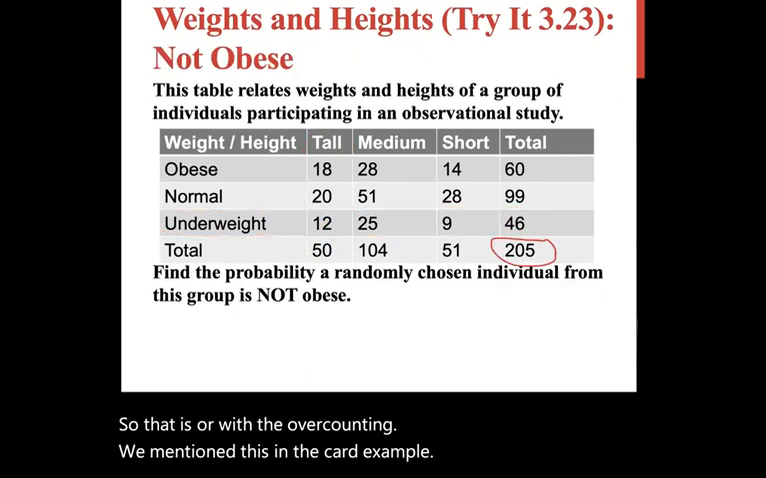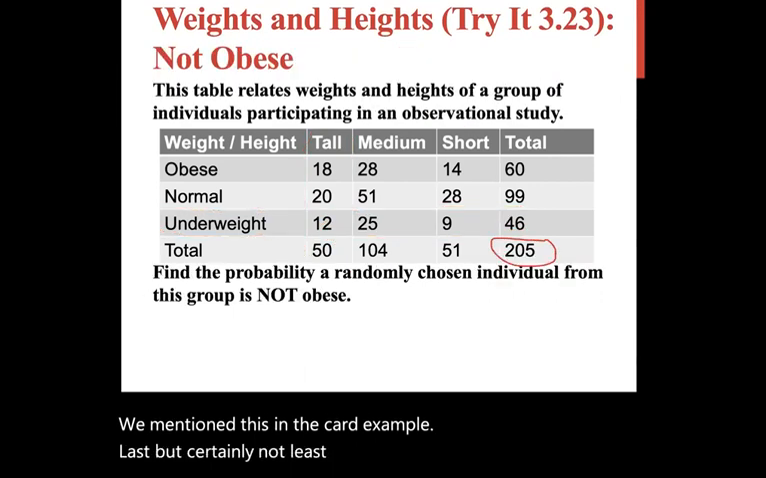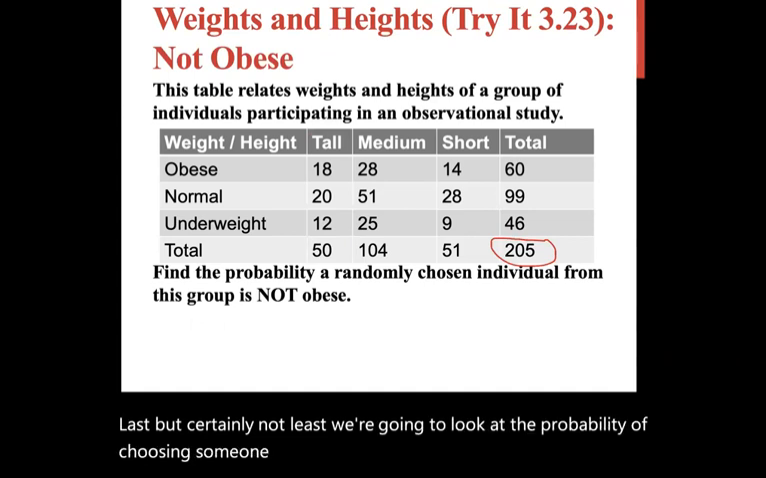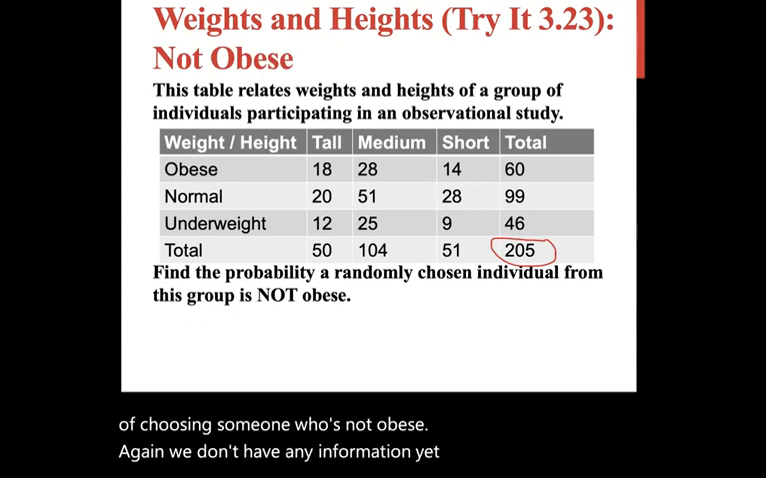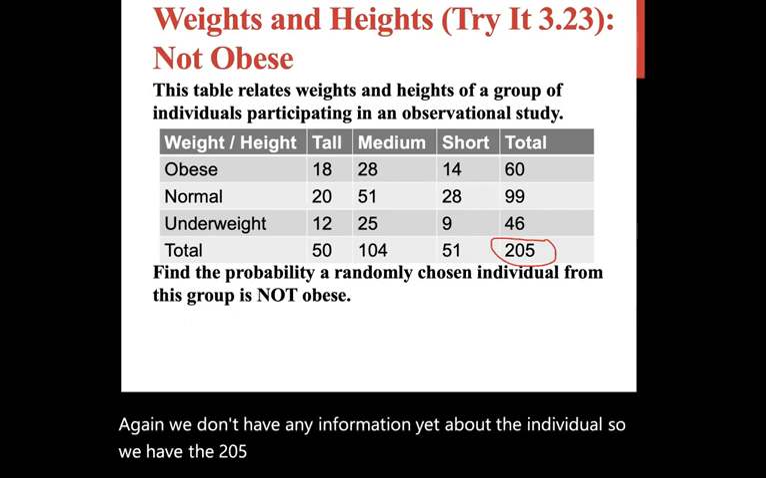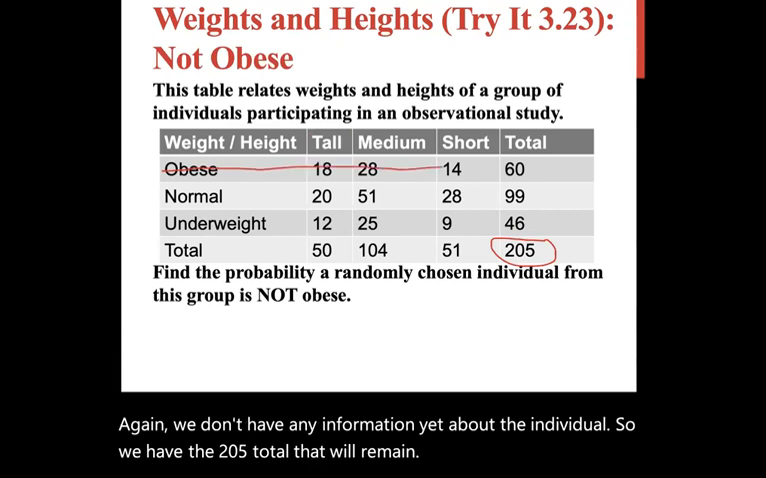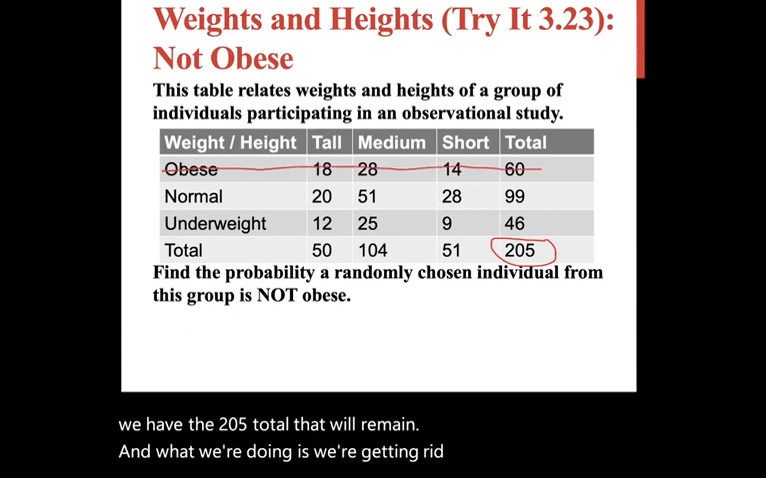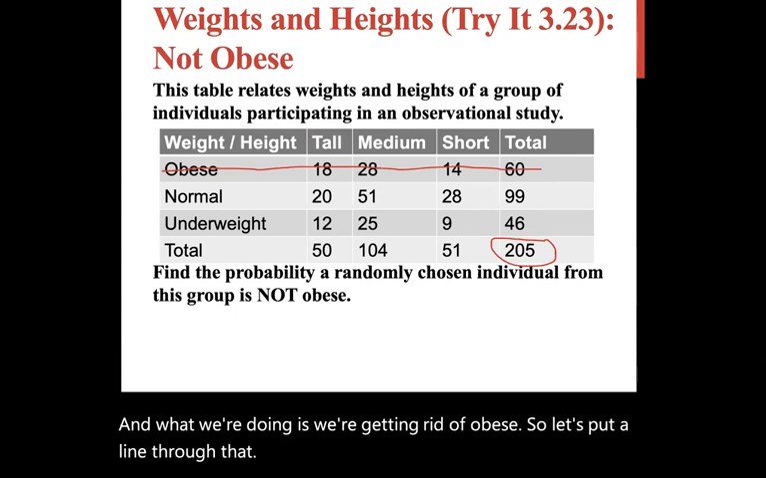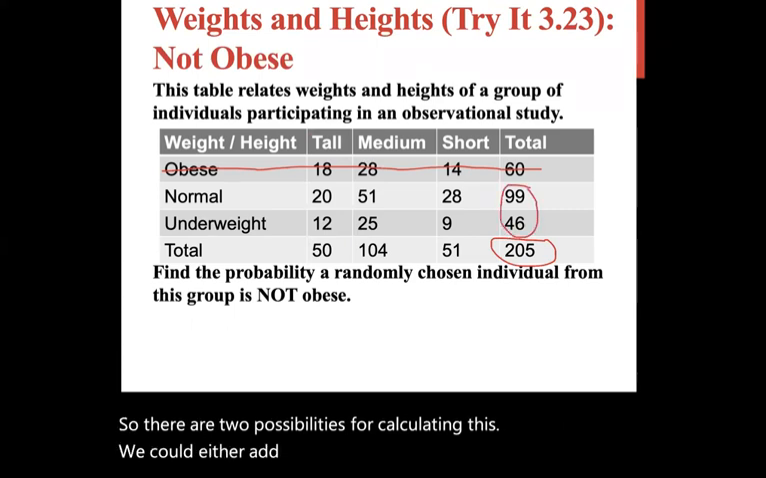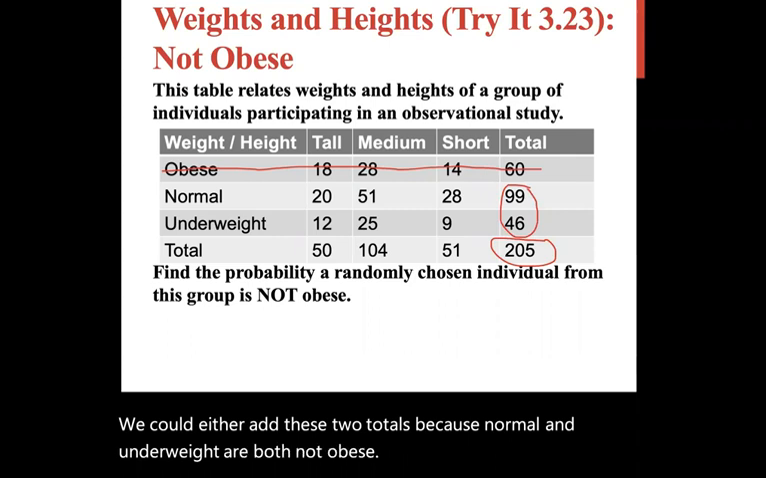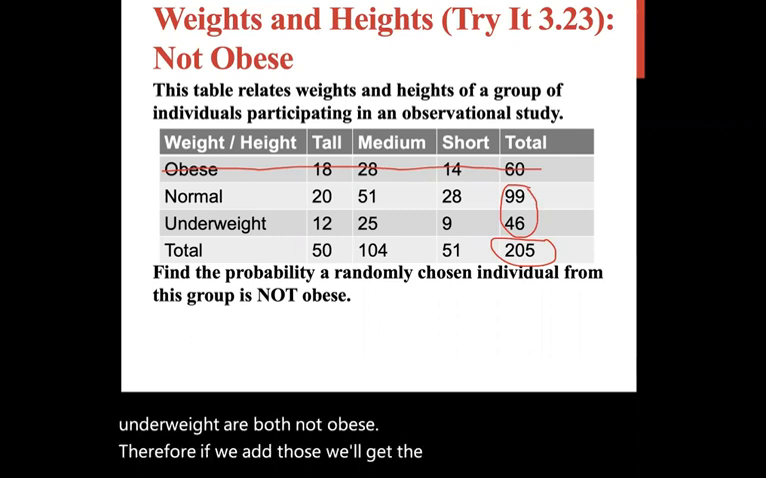Last but certainly not least, we're going to look at the probability of choosing someone who's not obese. Again, we don't have any information yet about the individual, so we have the 205 total that will remain. And what we're doing is we're getting rid of obese. So let's put a line through that. So there are 2 possibilities for calculating this. We could either add these 2 totals because normal and underweight are both not obese. Therefore, if we add those, we'll get the result we need.